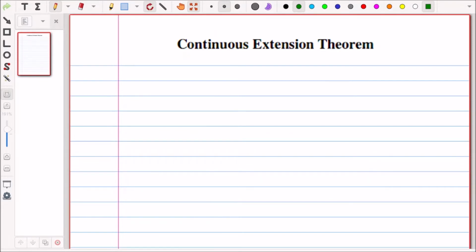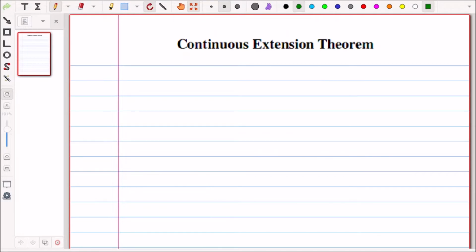So basically we have already seen that every continuous function defined on a closed and bounded interval is uniformly continuous. Also we have seen the function f(x) equal to 1 by x, which is continuous on the open interval 0 to 1 but not uniformly continuous on that interval. So what can we say about the uniform continuity of a function when it is defined on a bounded open interval? This is what we are going to conclude using the continuous extension theorem.